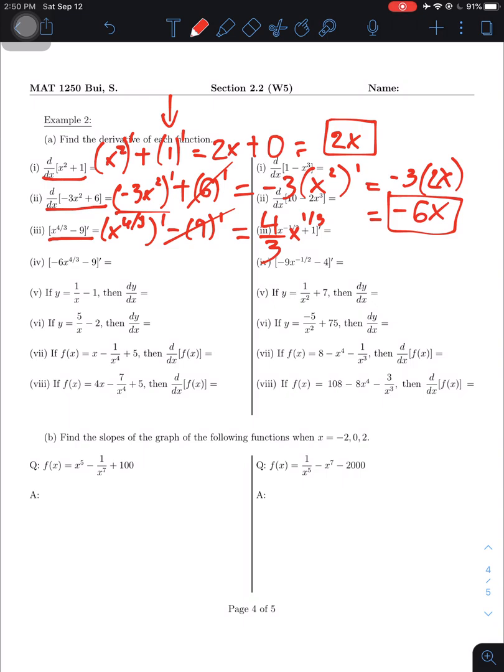In the test and in the assessment, I would appreciate it if you can go even further and give me something like 4/3 times the cube root of x, because the power of 1/3 is actually the cube root. The power of 1/2 is a square root. The power of 1/4 is a 4th root, and so on.